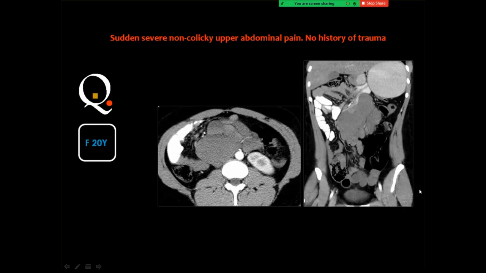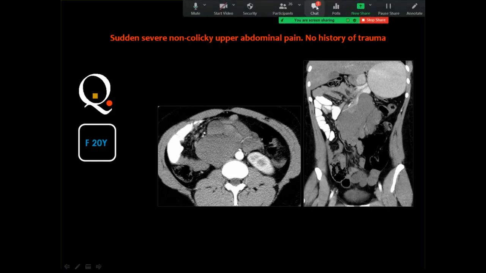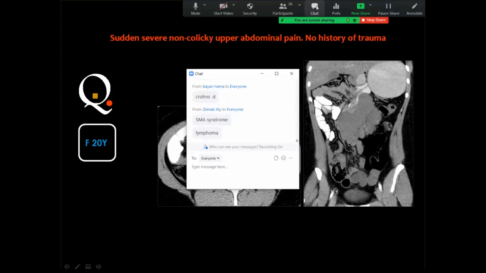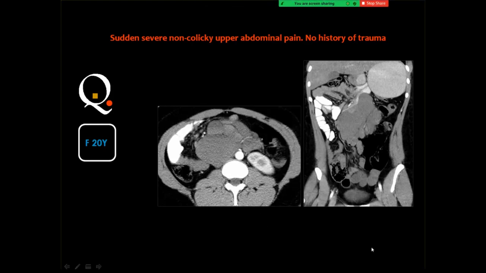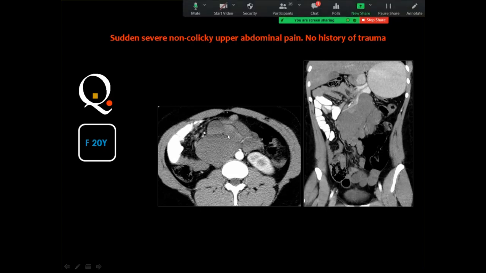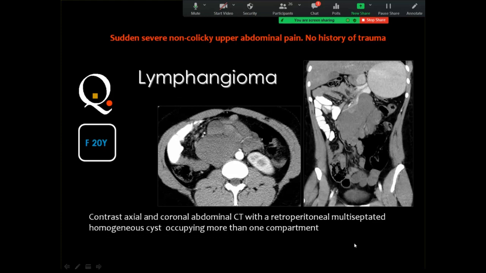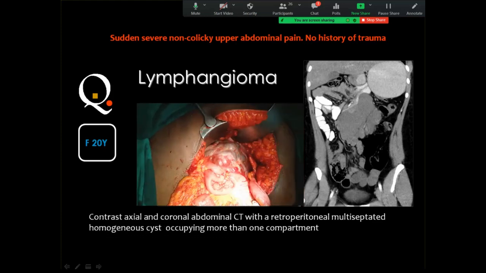This patient is female, 20 years old, with sudden severe non-colicky pain in the upper abdomen. There is no history of trauma. And the scans showed a mass with lobulated margin in the peritoneal cavity. Yes, I expected you to say that this is lymphoma, but actually, it's not. It is well demonstrated here that the mass is of fluid density, and this is a case of lymphangioma, and this is the surgical gross appearance.